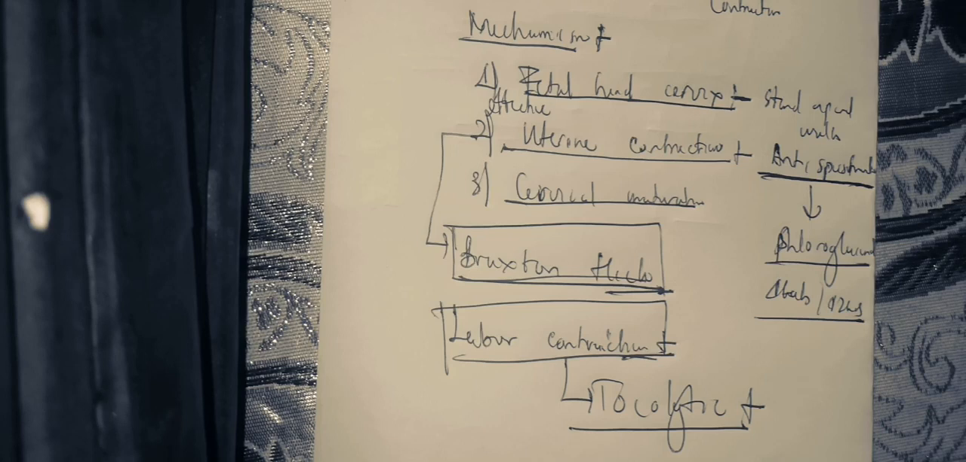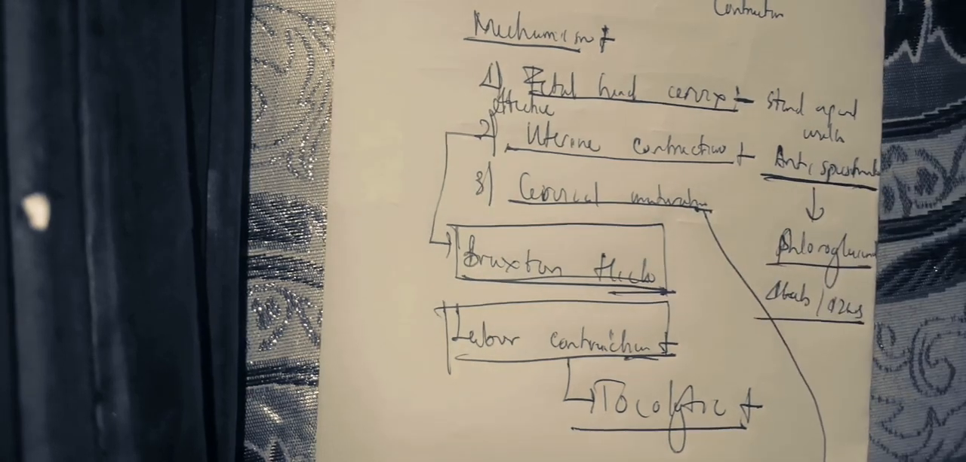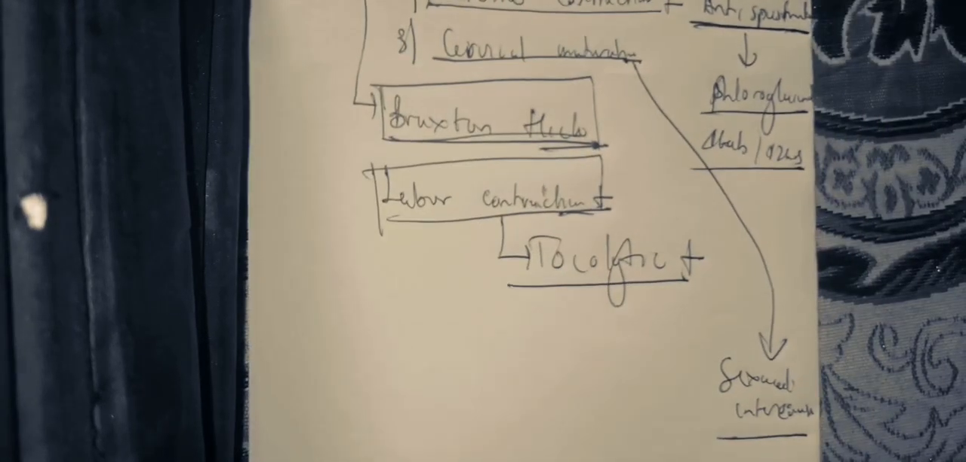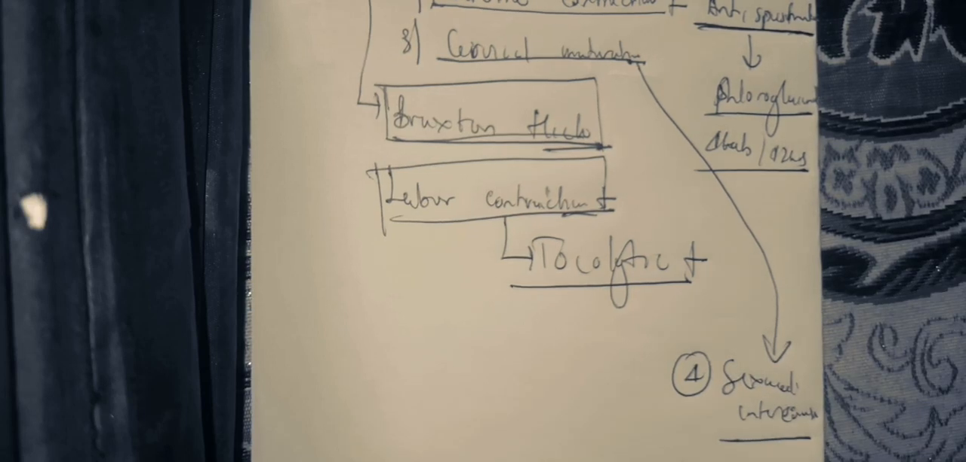Now, the third management is cervical maturation. To promote cervical maturation, the simple counseling is sexual intercourse. Because in sexual intercourse, the semen of the male contains prostaglandins, which are capable of maturing the cervix. So at home, this is what the woman can do to promote the latent stage of labor.